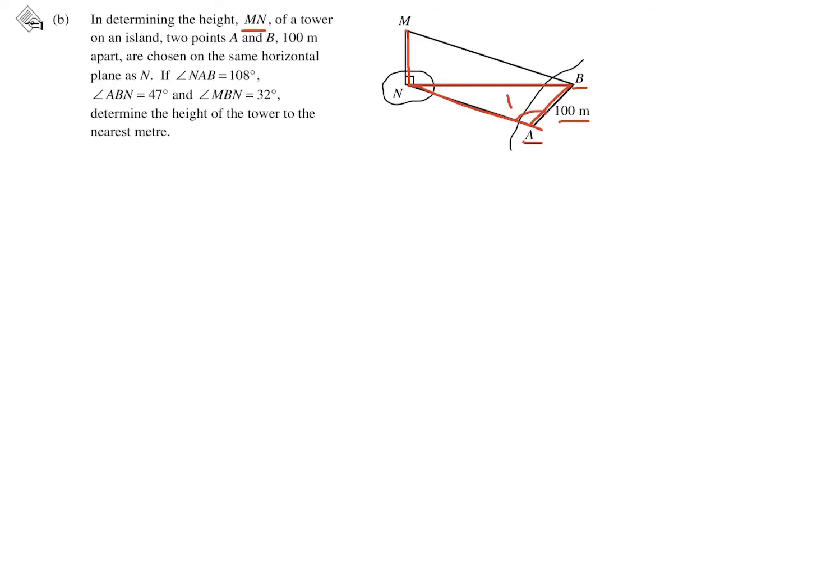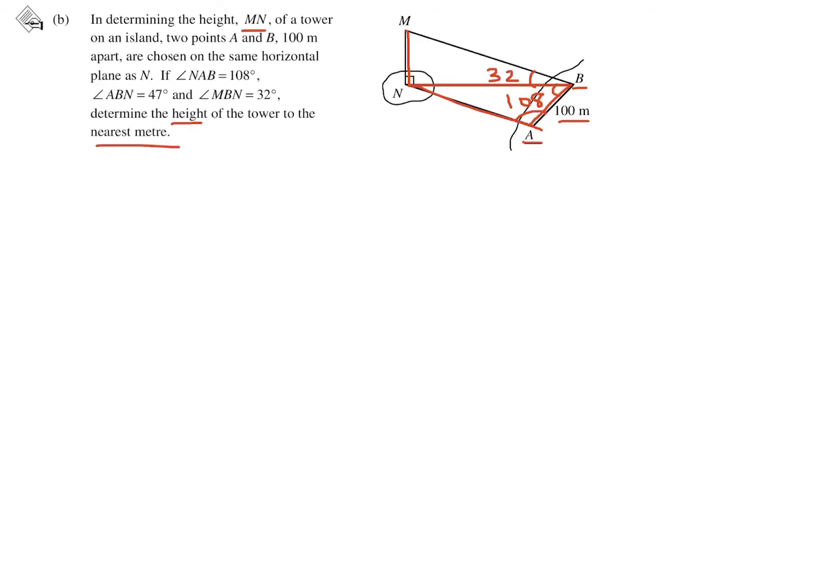NAB is 108. ABN, this angle in here, is 47. And MBN is 32. Determine the height of the tower to the nearest meter.